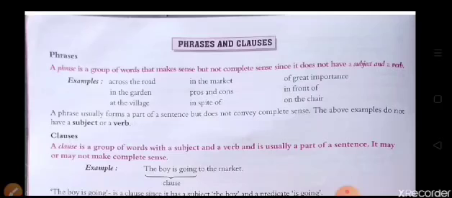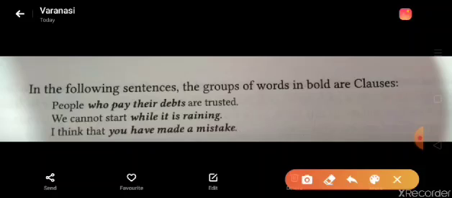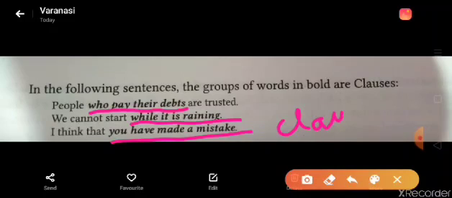For example, we can see, look at this picture. In the following sentences, the group of words in bold are clauses. People who pay their debts are trusted. We cannot start while it is raining. I think that you have made a mistake. Here you can see who pay their debts, while it is raining, you have made a mistake are clauses.